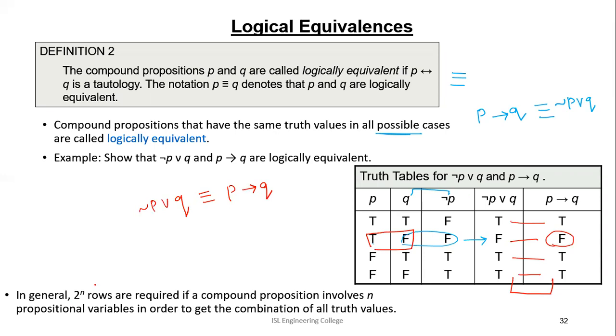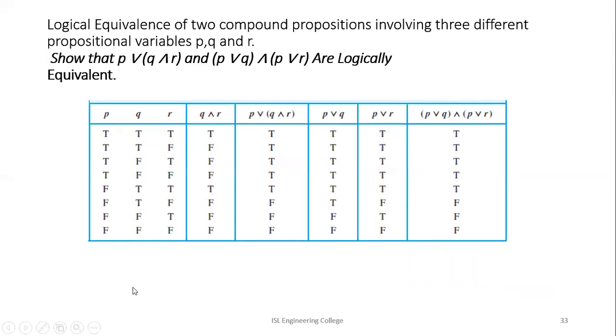And the rule that I've been saying by now, if you have n propositional variables, then we require 2 power n rows. The same way you can solve for 3 variables. So we have over here three variables P, Q, R, and if you have three variables, you will have 2 cubed, 8 rows. So we have 8 rows, and the logical equivalence for these two compound propositions is shown.